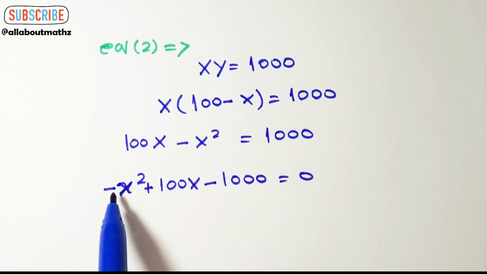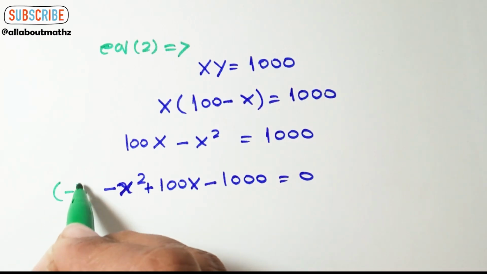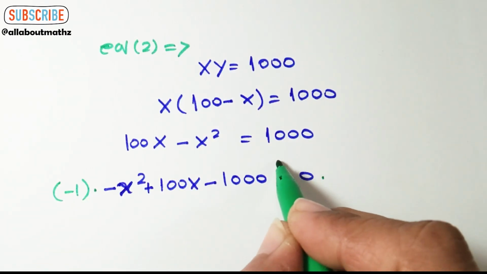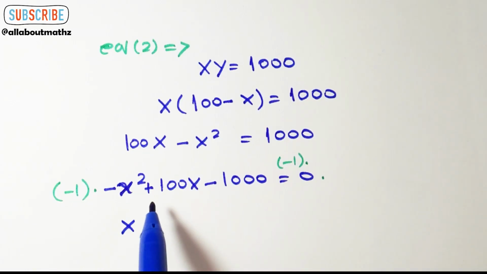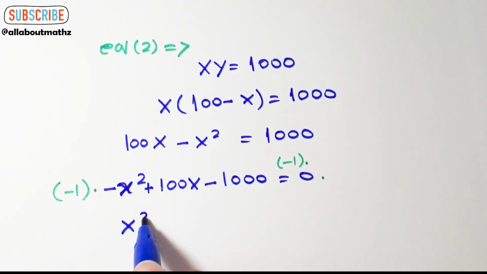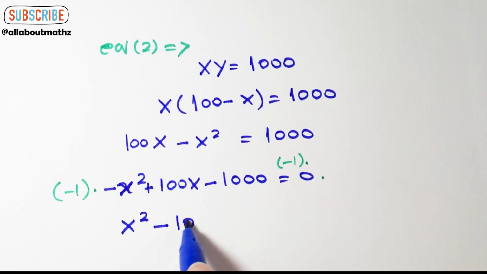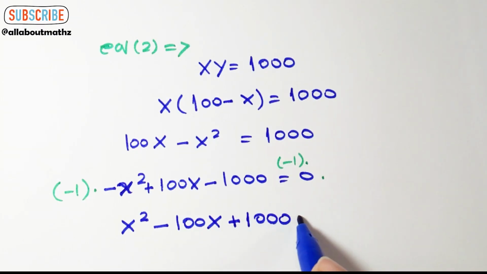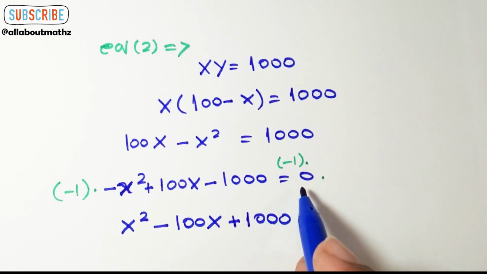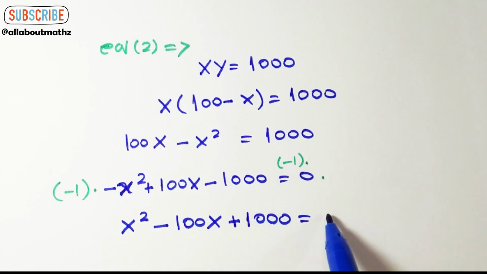So here we have to remove this minus. For this we will multiply minus 1 on both sides. And now this minus 1 will multiply to each value, and we have x square minus 100x, this minus and minus will make plus sign, plus 1000 is equal to minus 1 multiplied with 0, so it will remain 0.